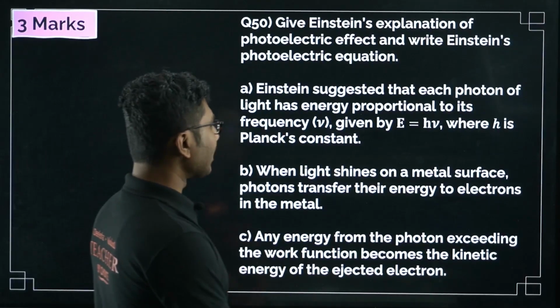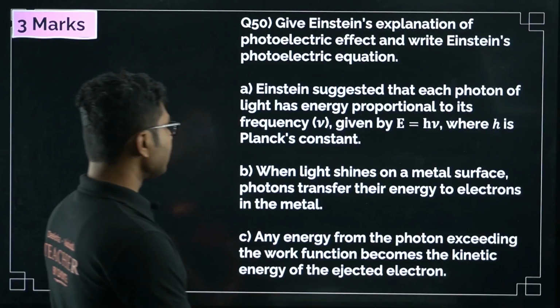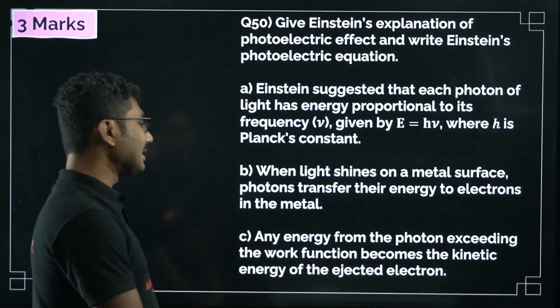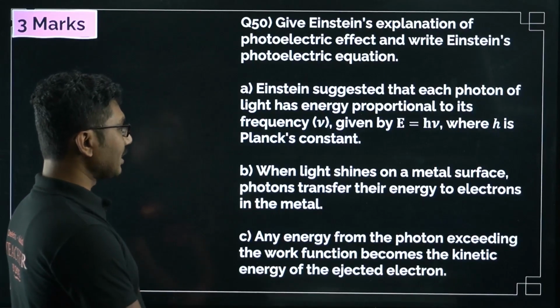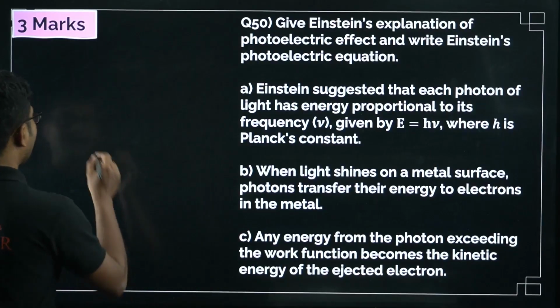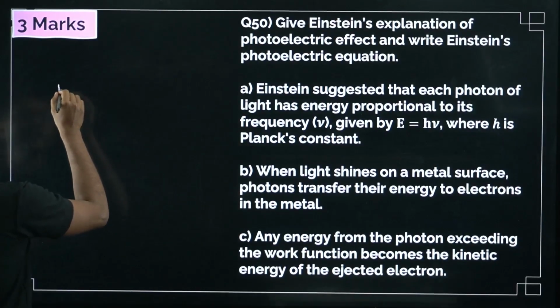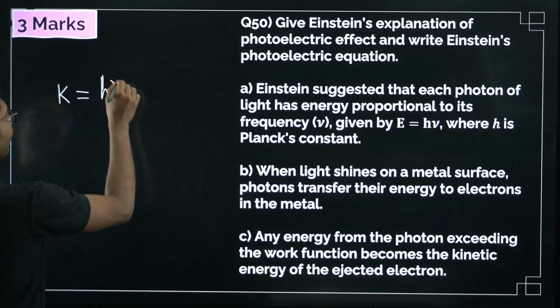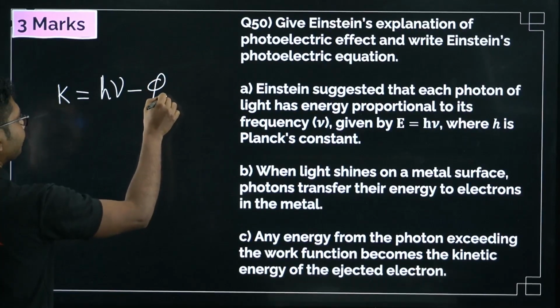When light shines on a metal surface, photons transfer their energy to the electrons in the metal. Any energy from the photon exceeding the work function becomes the kinetic energy of the ejected electron. Now Einstein's photoelectric equation is: kinetic energy equals h nu minus phi naught.